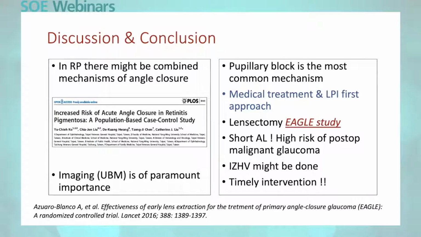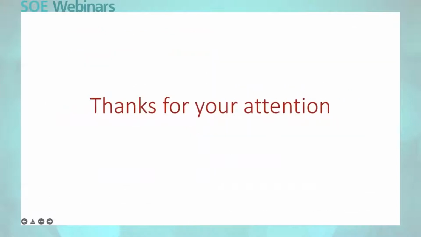Short axial length is one of the most important risk factors for the development of postoperative malignant glaucoma. To prevent this complication, iridozonulohyaloid vitrectomy might be done. And timely intervention can prevent further damage in these high-risk cases.